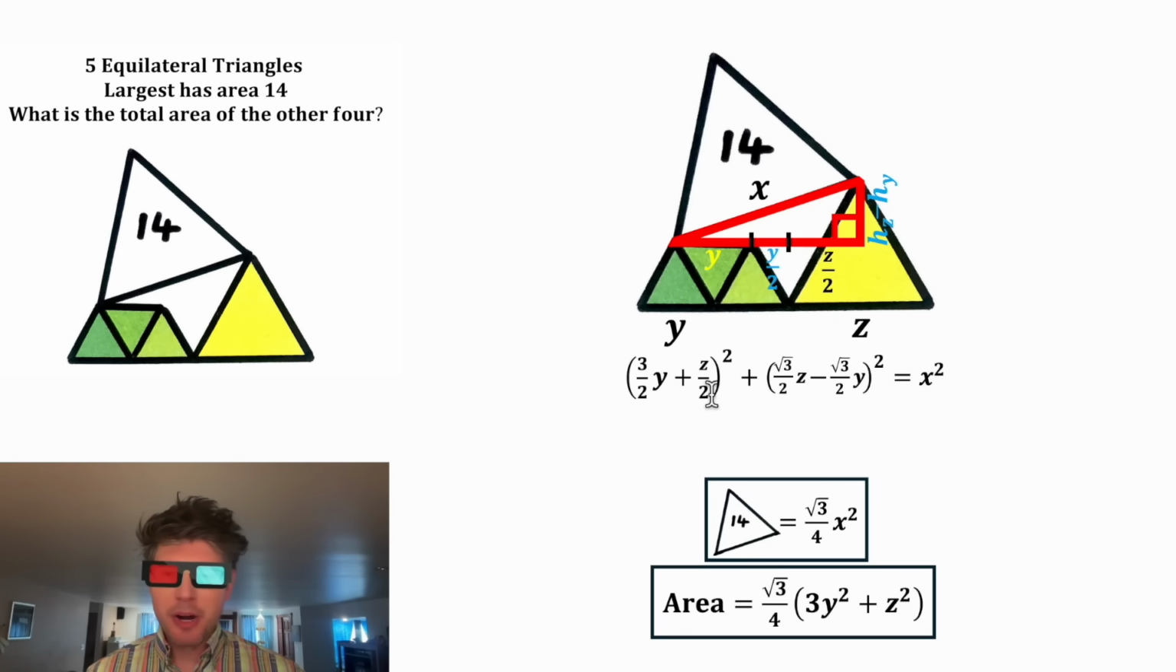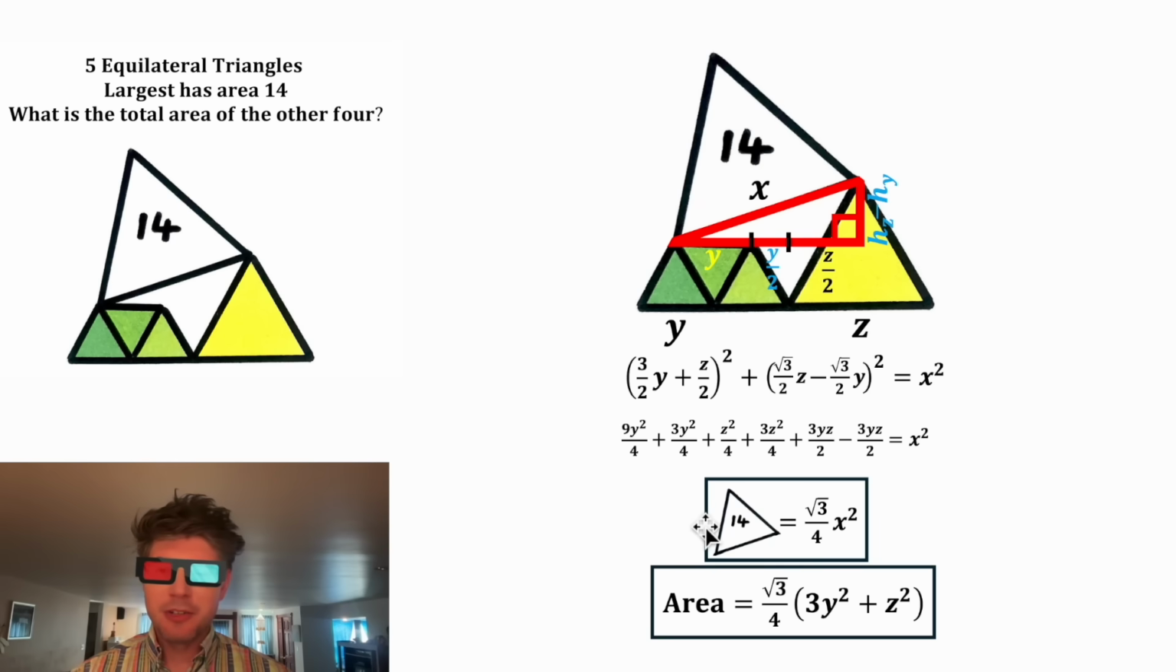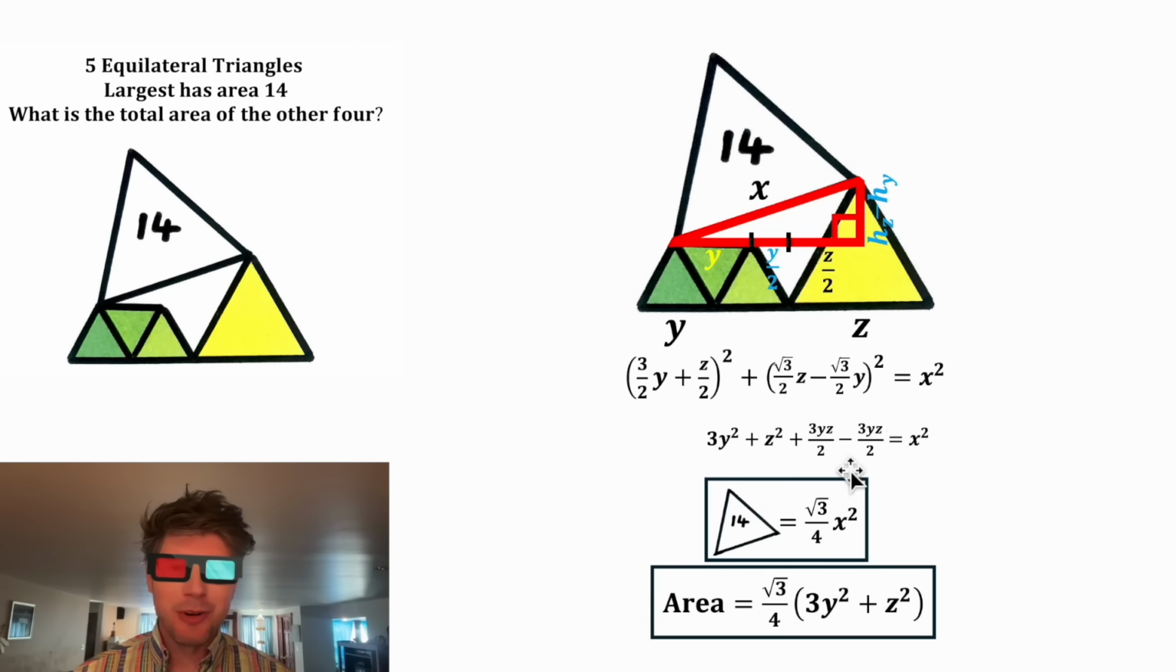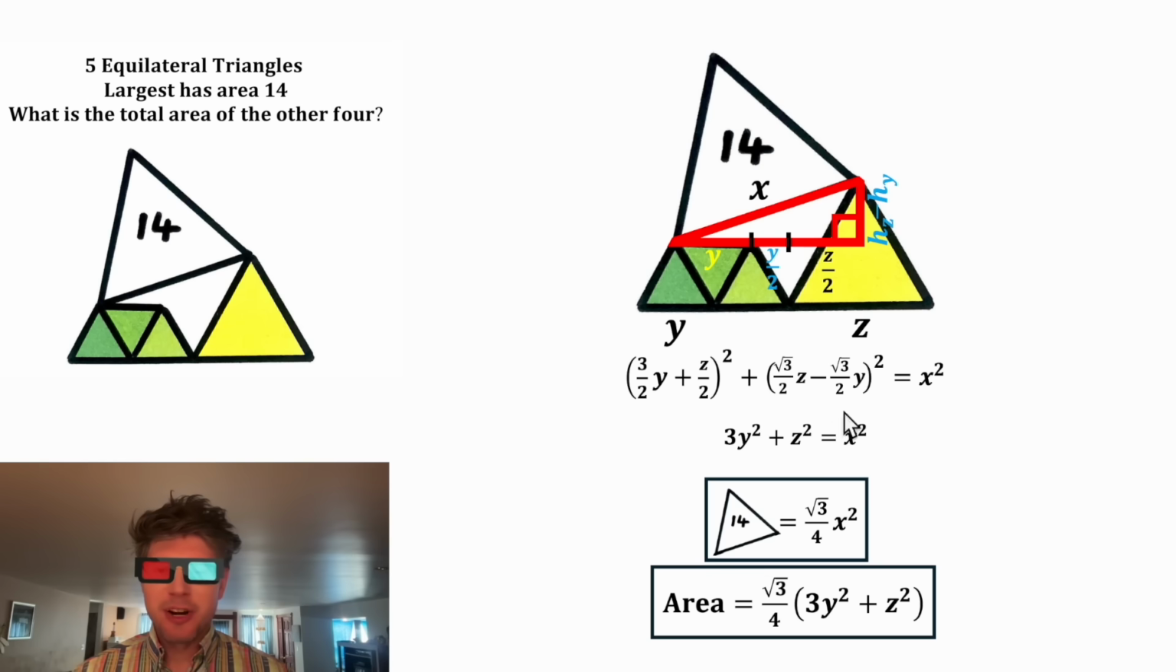For the first side squared, after we multiply this out, we get this here. And then to multiply all this out would give us this here. And it's still equal to x squared. Now we do have some like terms. Let's move things around a little bit. 9/4 y squared plus 3/4 y squared is equal to 12/4 y squared. And 12 divided by 4 is equal to 3. And then for these two, 1/4 z squared plus 3/4 z squared is equal to z squared. And then for the 3yz over 2 minus 3yz over 2, one's positive, one's negative, so they're going to cancel each other out. And now we have 3y squared plus z squared equals x squared.